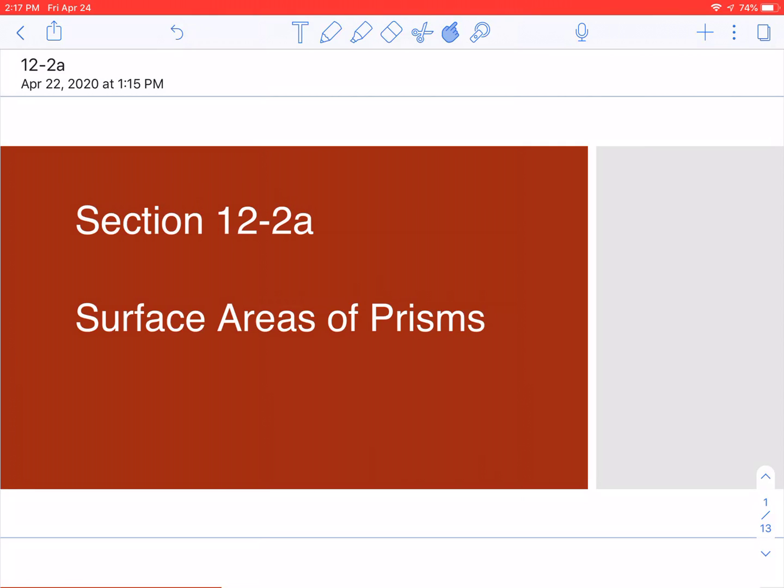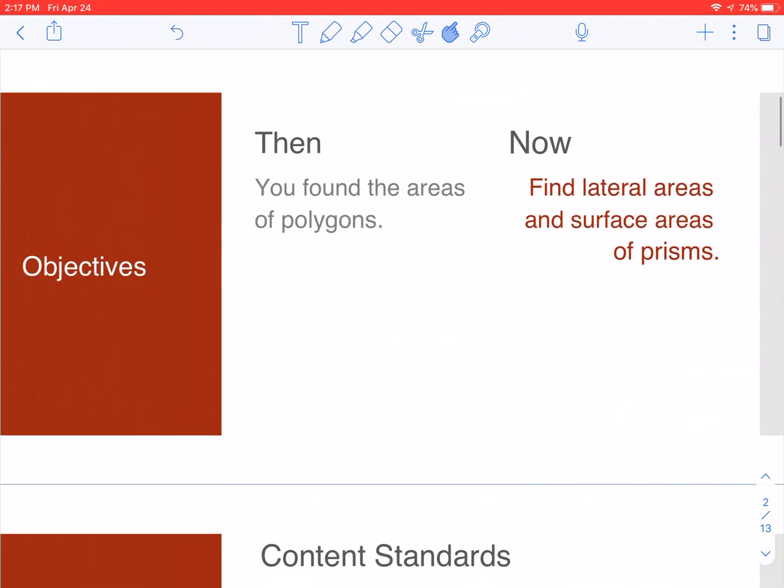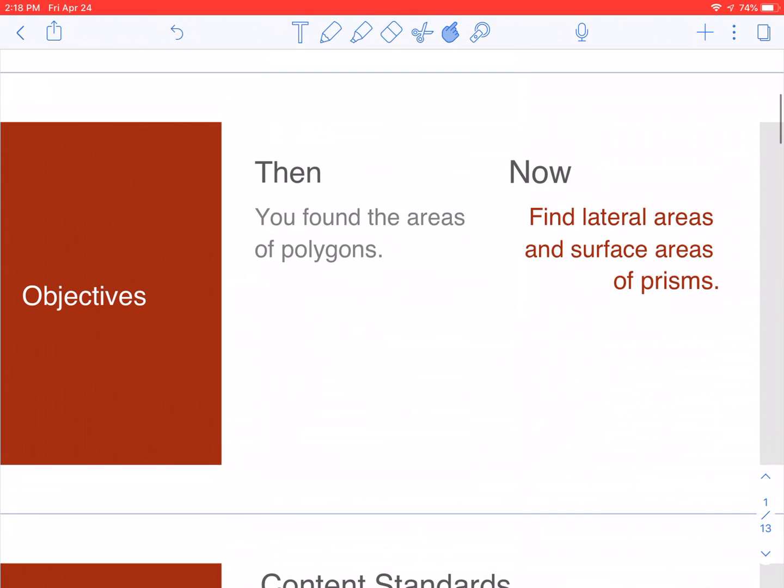Now we're on to section 12.2. I've broken it down into sections A and B. Section 12.2a, surface area of prisms. Okay, we found the area of polygons. Now we're going to find what's called the lateral area and surface area of prisms.